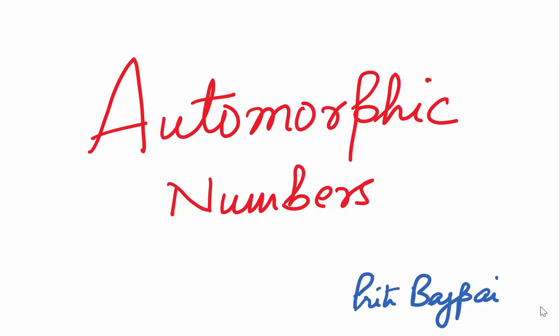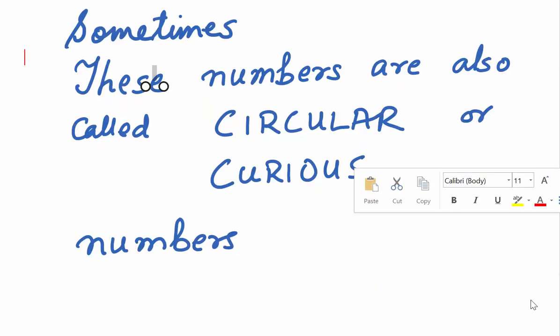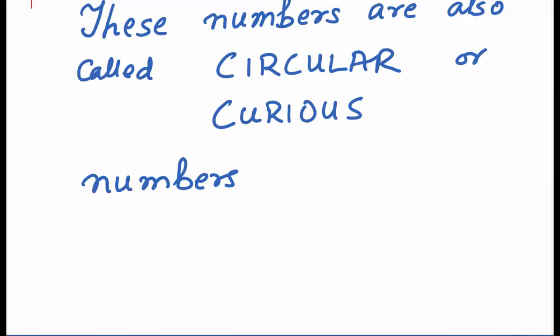Everyone, welcome back. Let's do a new type of numbers today, automorphic numbers. Sometimes people do call them circular or curious numbers. So what are automorphic numbers? To understand that, first let's look at some examples.